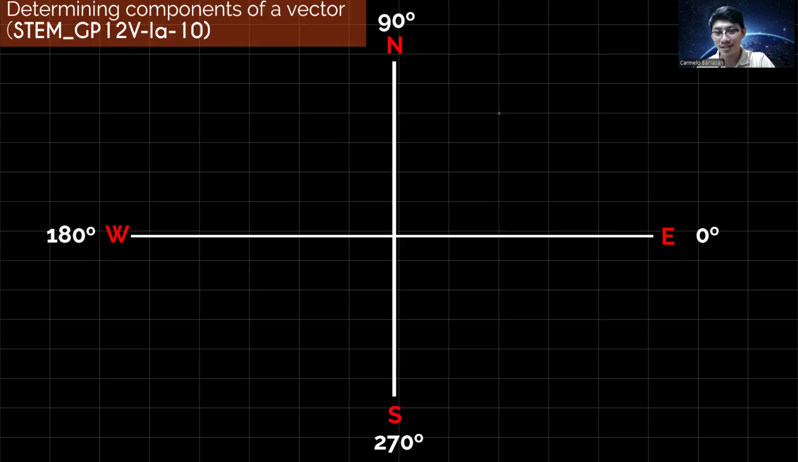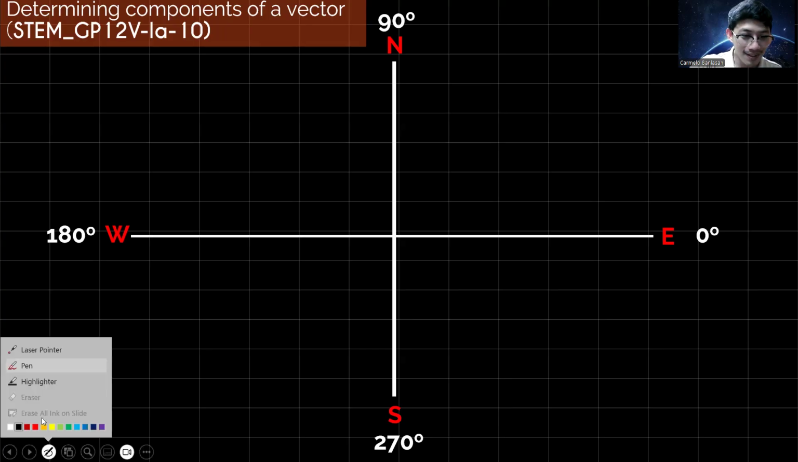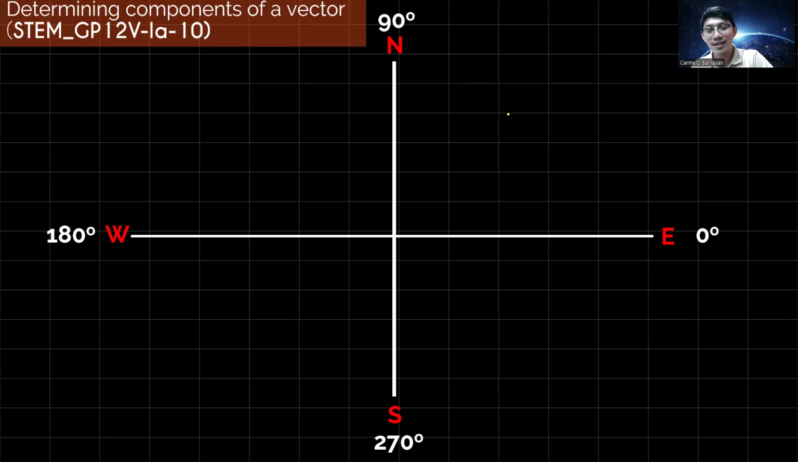We also know that this quadrant here is the first quadrant. This quadrant here is the second quadrant. This is the third quadrant, and this is the fourth quadrant. Just a short review. Good.